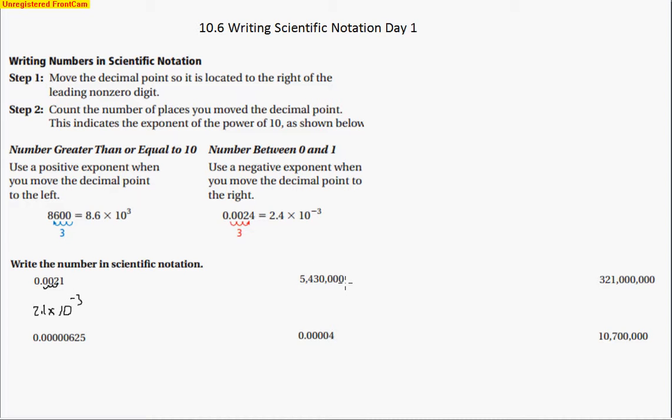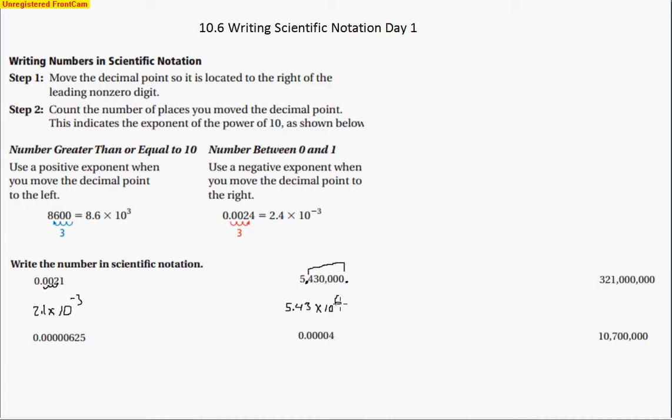In this case, the decimal point's at the end of the number, and it needs to be between the 5 and the 4. And so it's going to be 5 and 43 hundredths. So we write all the numbers until we get to all zeros at the end of the value, and then we stop writing the numbers. And so I count the spaces that I moved the decimal. I moved the decimal 6 spaces, so that's why it's 10 to the 6th.